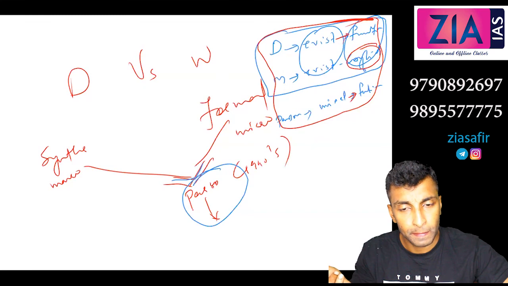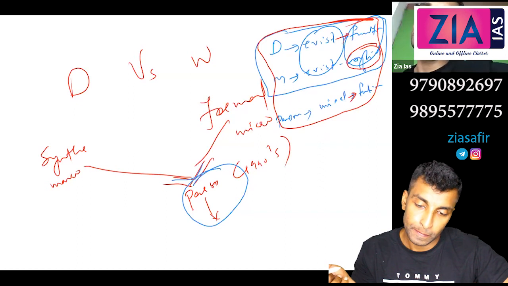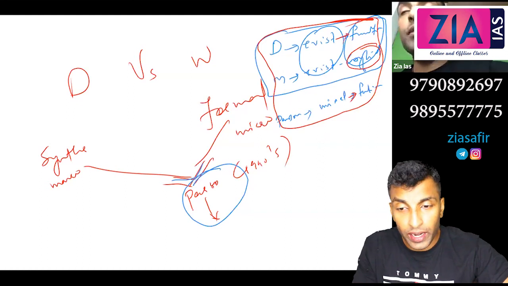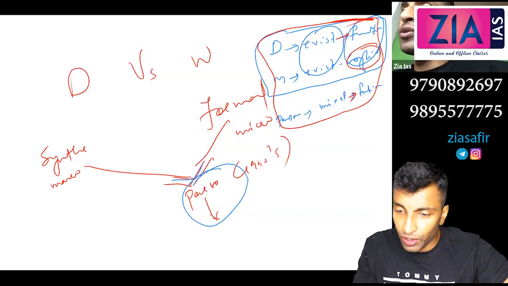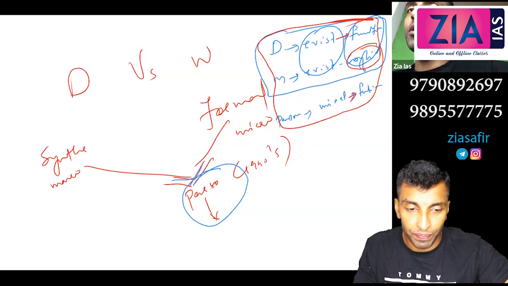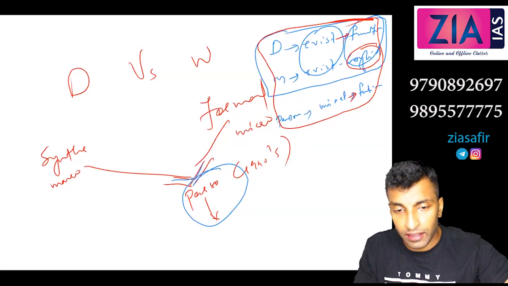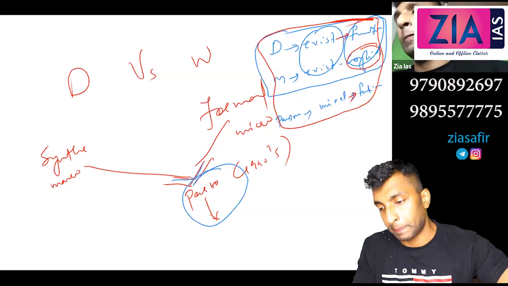And functionalism, that is also a perspective. It is also an approach. Approach means seeing things in a different way. It is also a perspective. Perspective and approach are almost the same. It is all about seeing things in a different way.